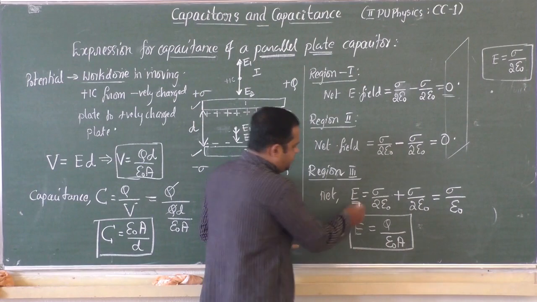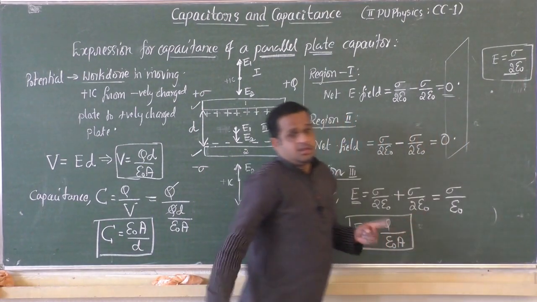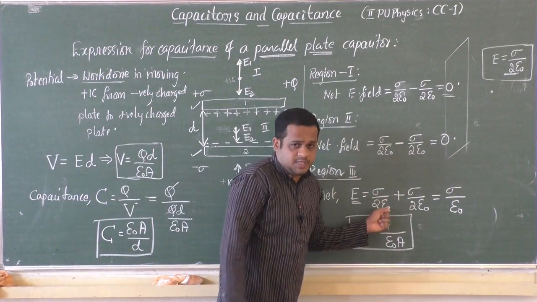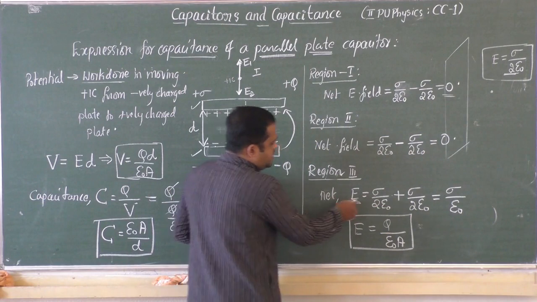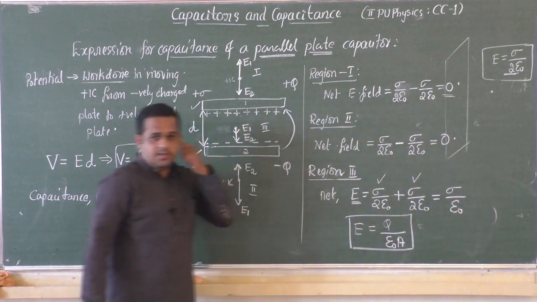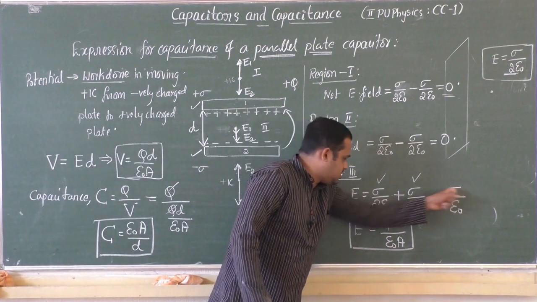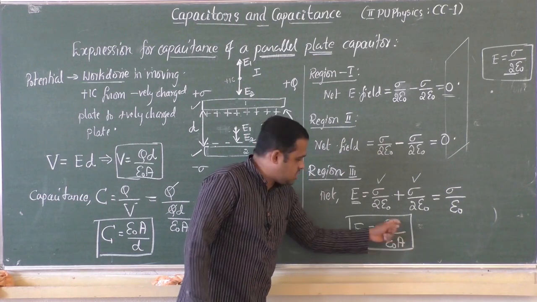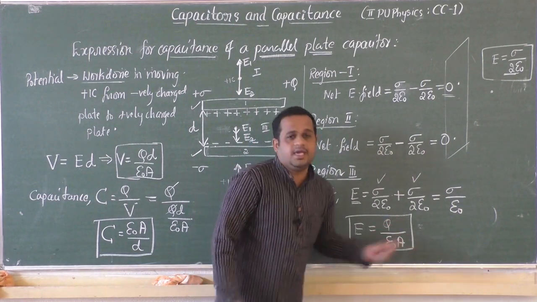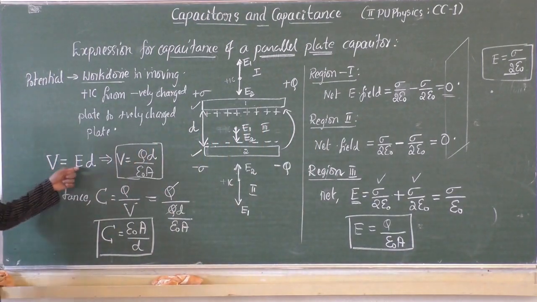Therefore, in region 3, net field is, here we used the expression that we derived using Gauss law in case of infinite plane sheet. Sigma divided by epsilon naught is the electric field, therefore net field due to positive plate plus negative plate is equal to sigma by epsilon naught. Sigma is the charge density, therefore we replaced sigma by Q divided by A, charge by area. So we got the expression for electric field, Q divided by epsilon naught into A. Next, that expression is substituted here.